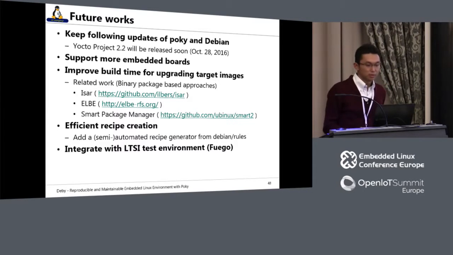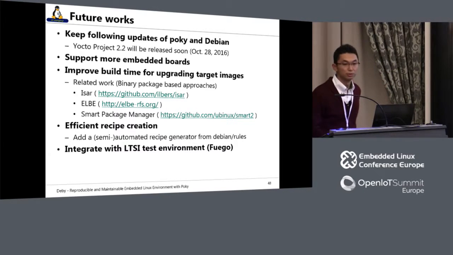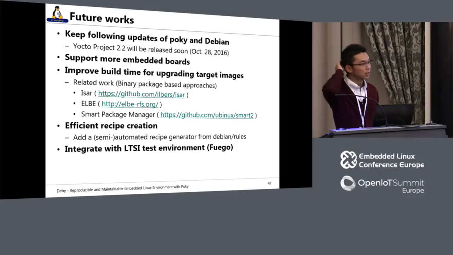So there are several similar approaches that currently use the Debian distribution. And I think we should collaborate with them and find better ways of package management. And then, at the research level, we are trying to generate the recipes automatically from Debian rules to save time creating recipes, because creating recipes also takes time and costs maintenance. So we'd like to find an efficient way to create the recipes.